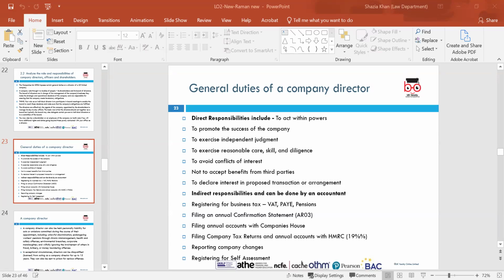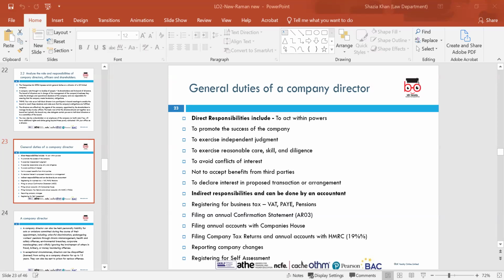They must exercise reasonable care, skill and diligence. And that means that you must exercise the same skill and diligence that would be exercised by a reasonable, diligent person with the general knowledge, skill and experience that the director actually possesses. Fifthly, to avoid conflicts of interest, you must avoid conflicts of interest or any sort of interest of the company.